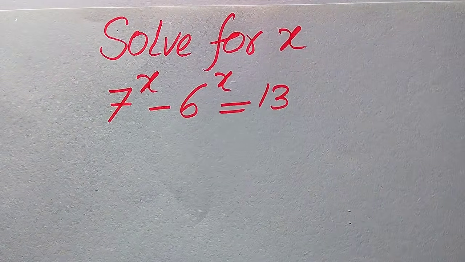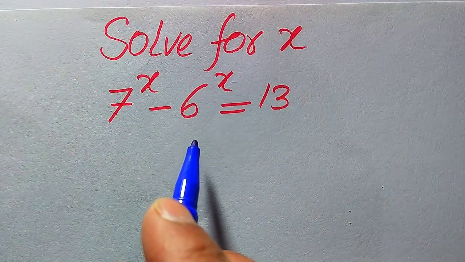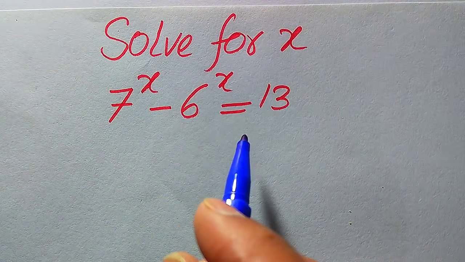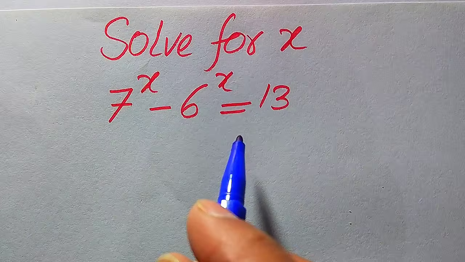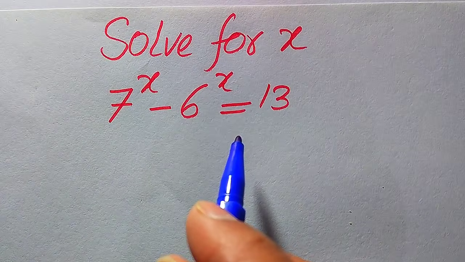Hello everyone, welcome to solve this nice math Olympiad exponential equation problem. So here we have 7 to the power of x minus 6 to the power of x is equal to 13, and we solve this problem for all the values of x.